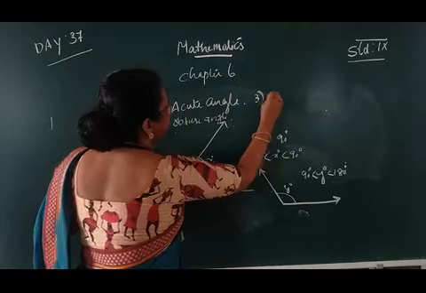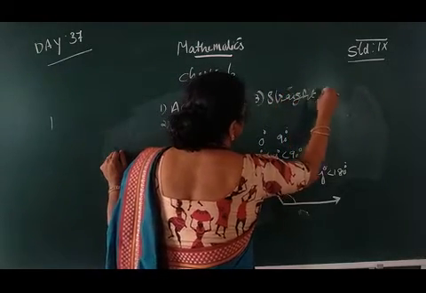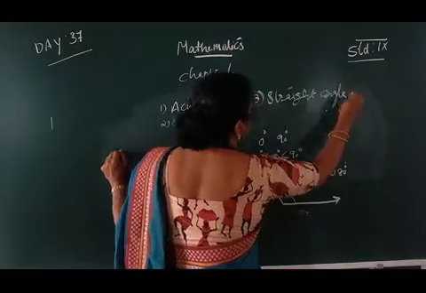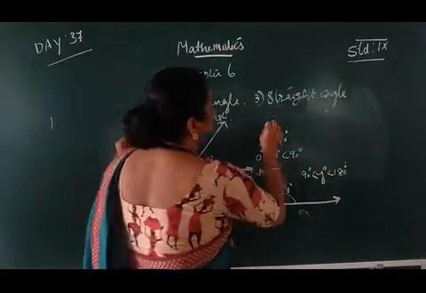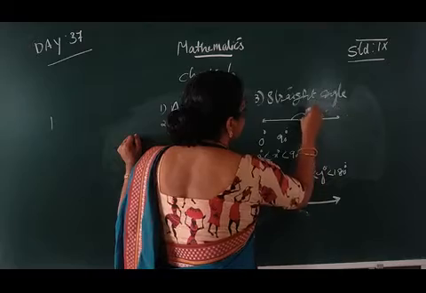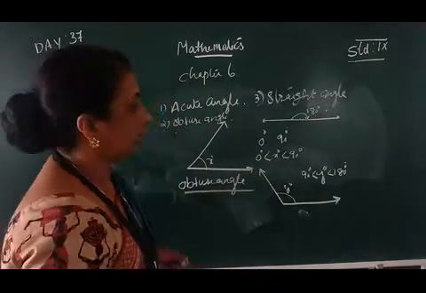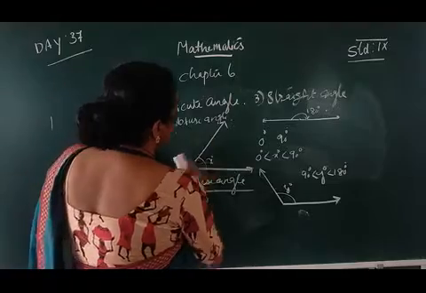Then third one, straight angle. The measurement of the straight angle is 180 degree. This is the straight angle. The measurement of this angle equal to 180 degree is called straight angle.